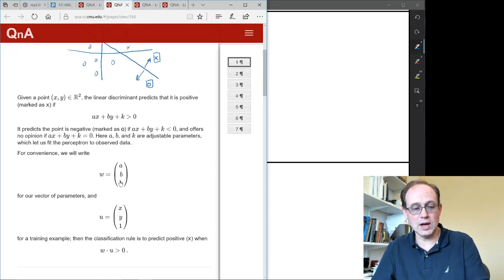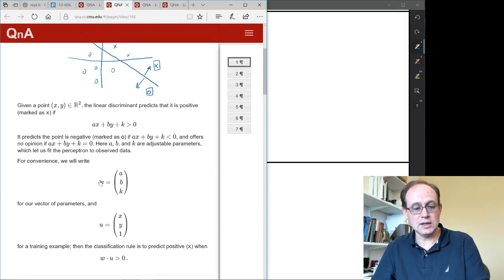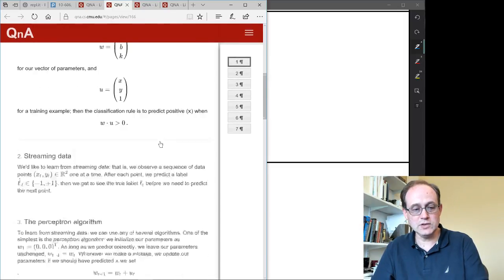And so we added notation W for our weight vector that we're trying to learn. That's the parameters A, B, and K from this equation here. And U for a training example, which is the X and Y coordinates, and then a constant 1, so that when we write W dot U, that's the same as AX plus BY plus K. All right, so that's what we're trying to do.